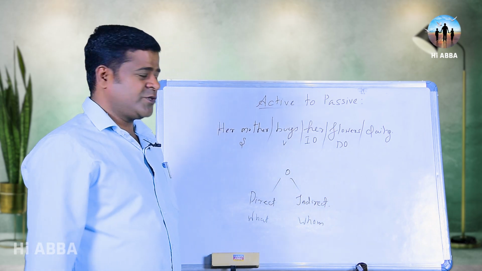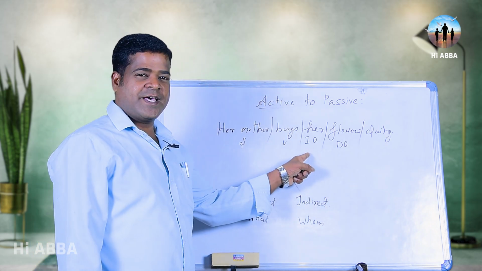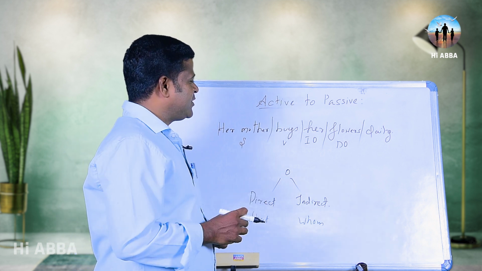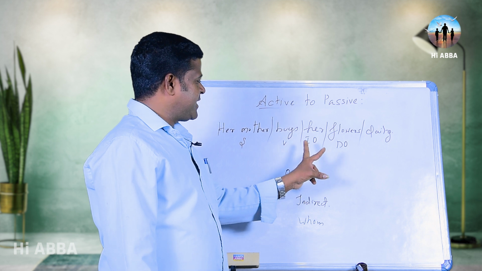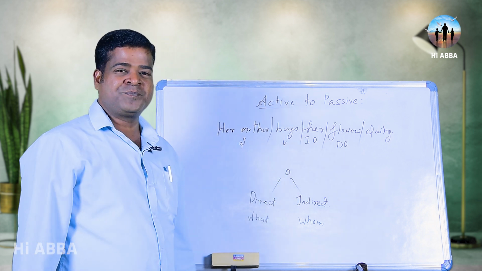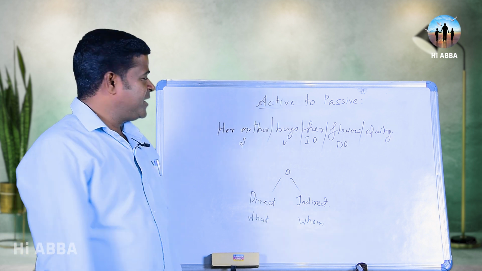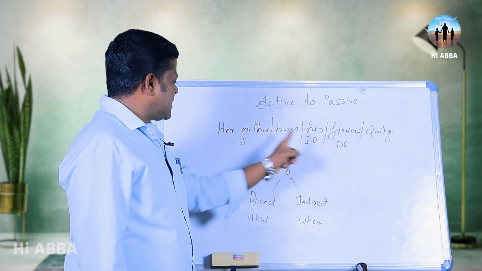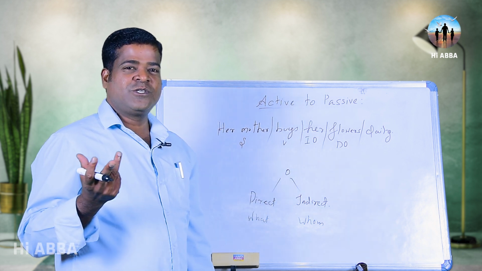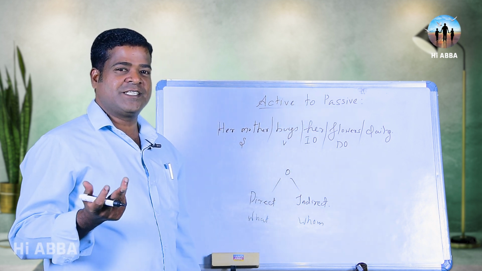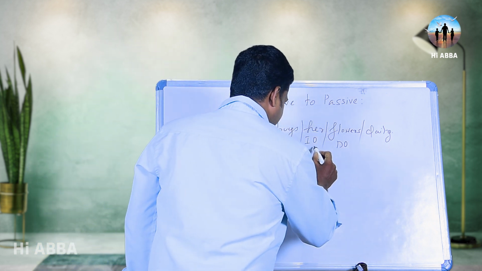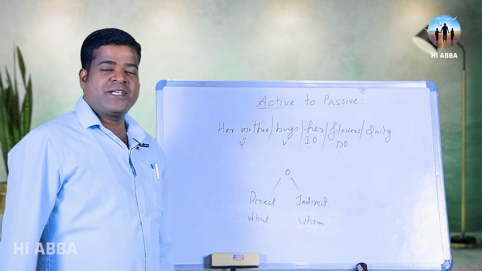Now understand, my dear students, in a sentence there can be more than one object. So there will be two kinds of objects in a sentence. One is called the direct object, another one is called the indirect object. Now the problem is with what? We know the rule: the object will become the subject. But this sentence contains two objects. So which is to be written as the subject? There is a confusion. Please understand, since there are two objects, it can be written in two ways.